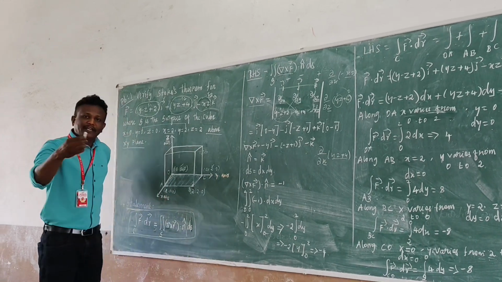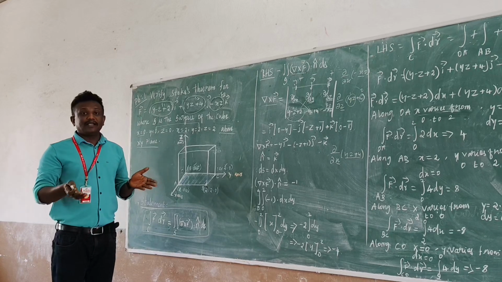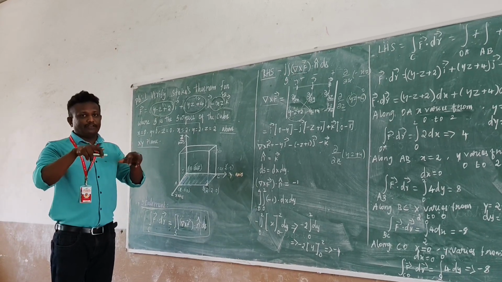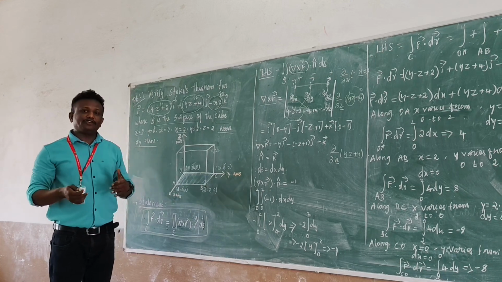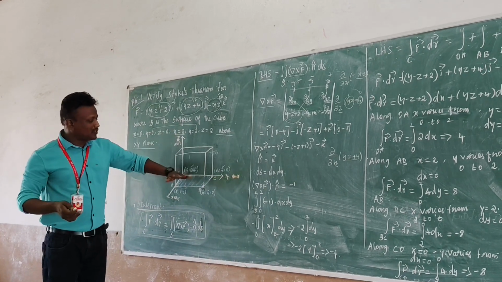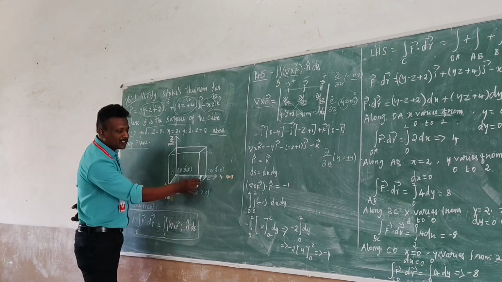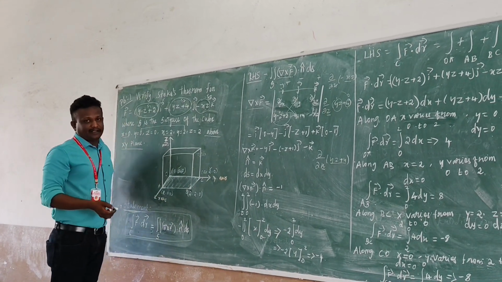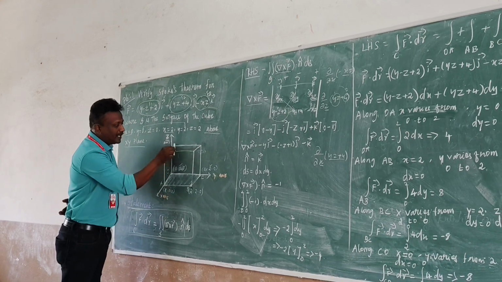Always you will be given some open surface for all the problems. You are going to collect your boundary lines in your open surface, right? So you have to find your normal vector for this open surface. The normal vector is nothing but the perpendicular line to this open surface. So what is the perpendicular line? This is bottom, so this one is going to be top.